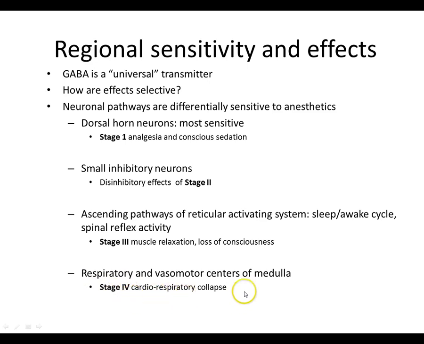cardiorespiratory collapse. So again, our goal in administering general anesthetics is that we want to very quickly pass stage 1 and stage 2 and get to stage 3. It's where we have inhibited these sleep-wake cycle neurons, but we don't want to go past that and add so much of the anesthetic that we inhibit the medulla, respiratory and vasomotor centers.